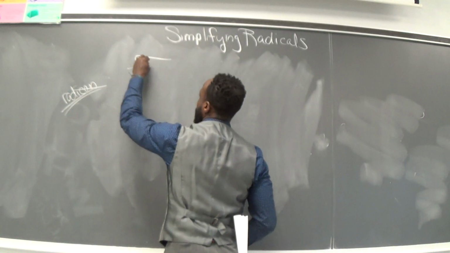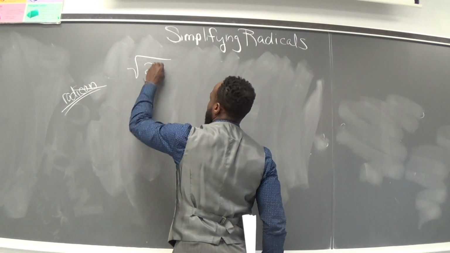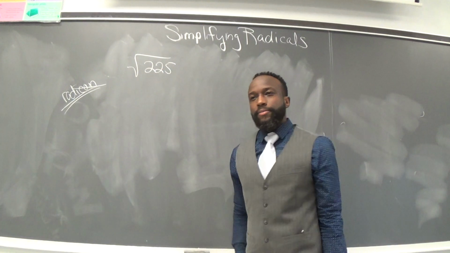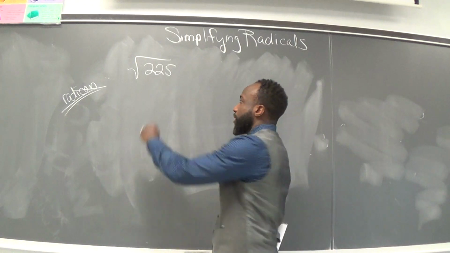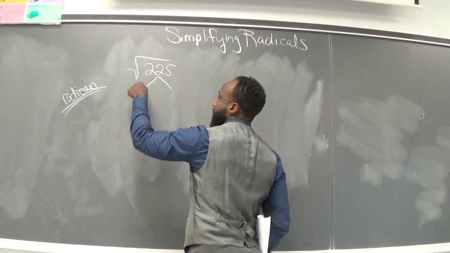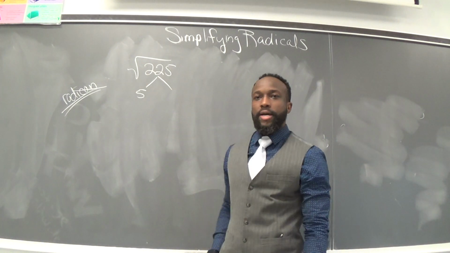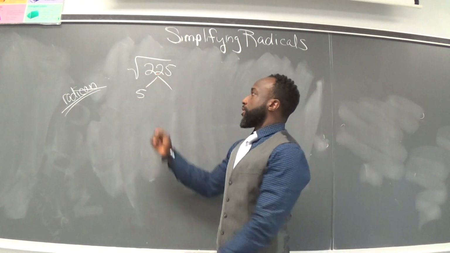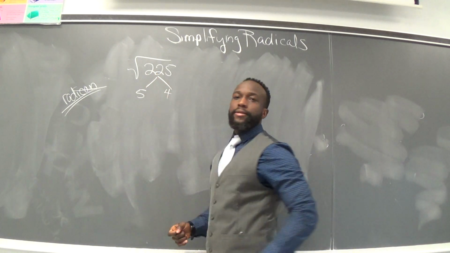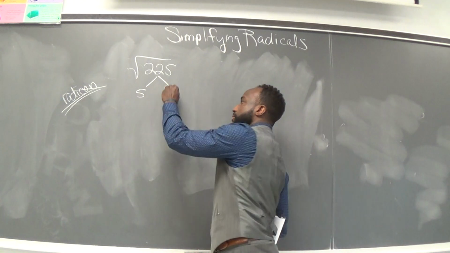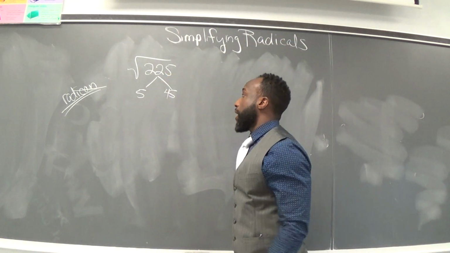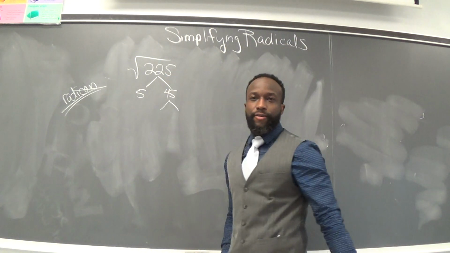What about the square root of 225? 225 is a multiple of 5. Right? So if you divide that by 5, 225 divided by 5, you're going to get what? You get 45. Alright? And then you can break down 45 to be what?